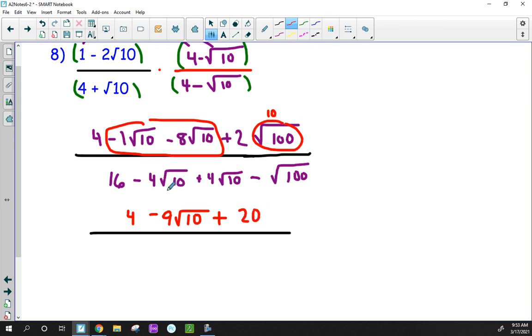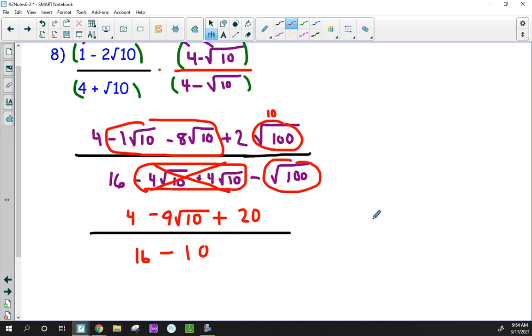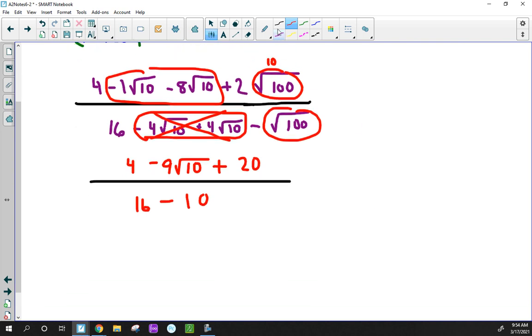Then we're going to move to the bottom, and we're going to notice that these also are like terms. We're going to combine the numbers in front. Negative 4 plus 4 is 0, so we don't have to worry about those. We're going to drop our 16 down. And then this says minus, drop your minus. And then this piece, square root of 100 is 10. Alright, it's looking more simplified.